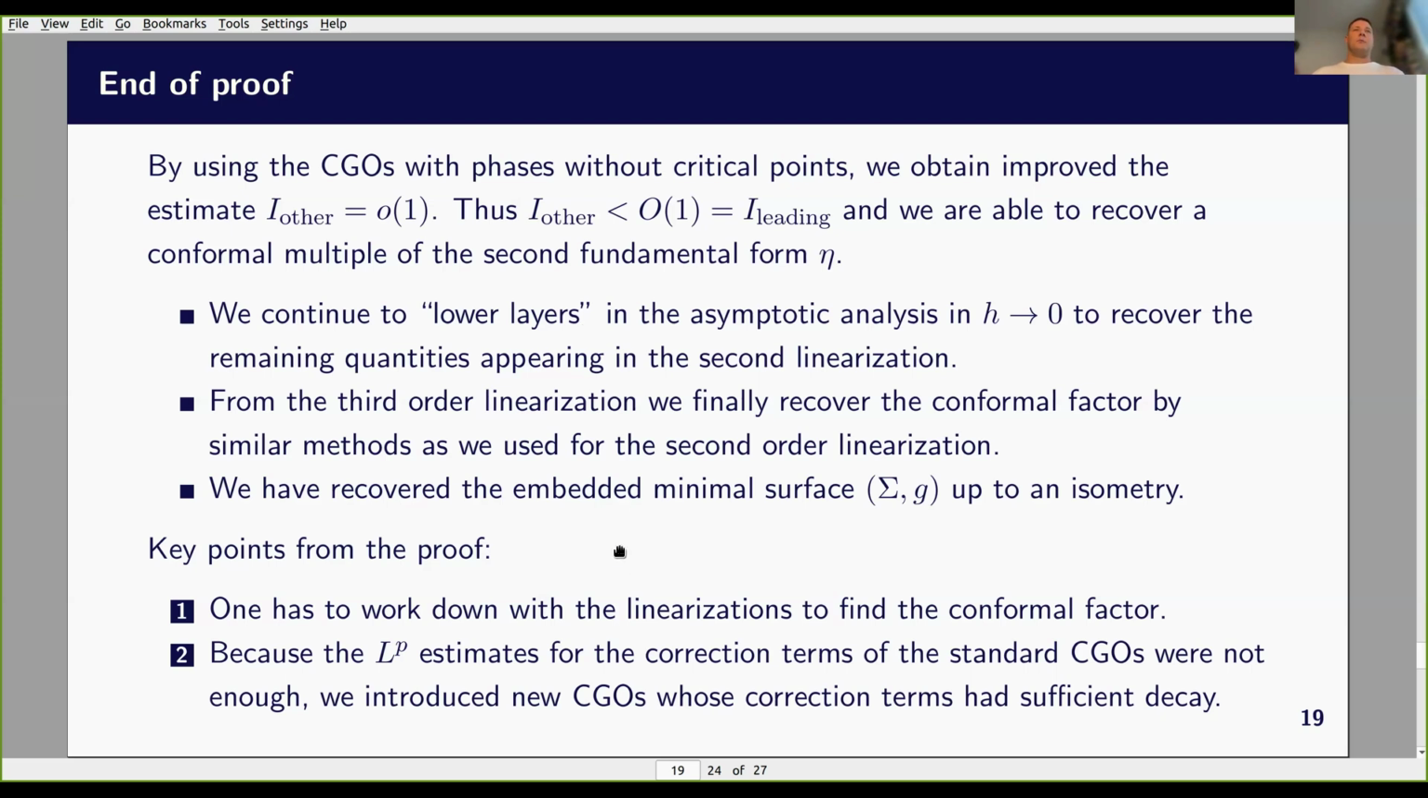So the key points from the proof. First, one needs to work until the third linearization to finally find the conformal factor. I don't know an exact reason for that. There probably is one, but I don't know why you need to go to the third linearization. And the second is that because the normal L^p estimates for the correction terms of the CGOs were not enough, we introduced new CGOs whose correction terms had sufficient decay, and that was accomplished by using phase functions which do not have critical points.